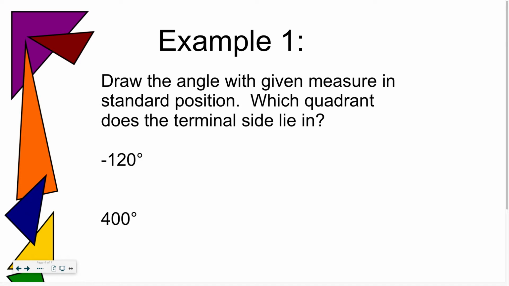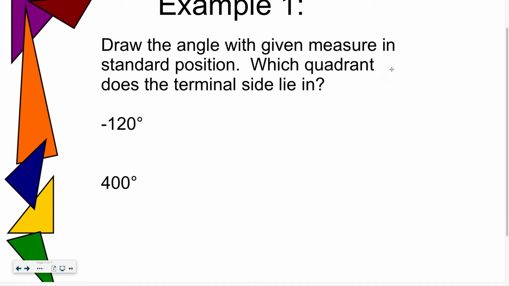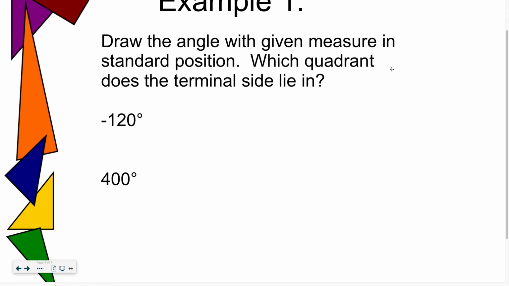Draw the angle with the given measure in standard position. And what quadrant does the terminal side lie in? So we're going to do negative 120 and 400. I'm going to give you just a little bit of time right now to kind of jot down what you think that angle will look like.